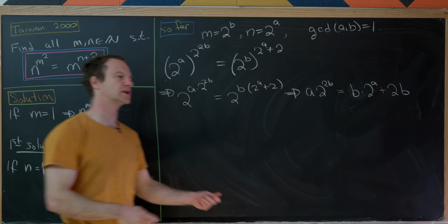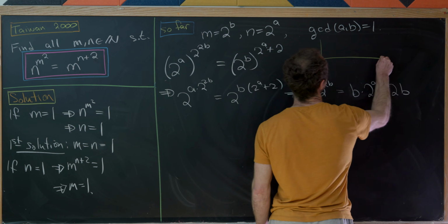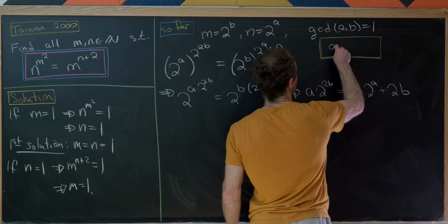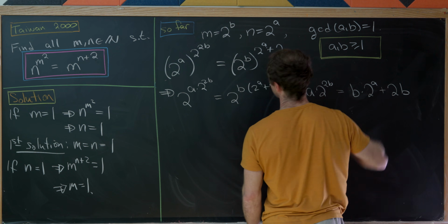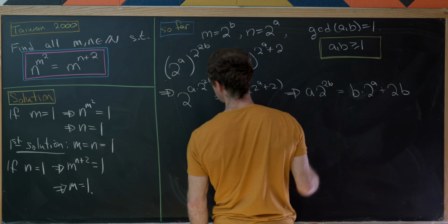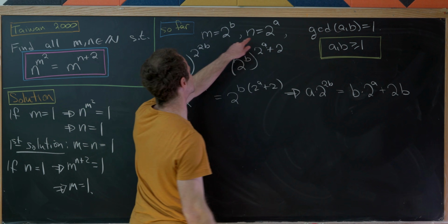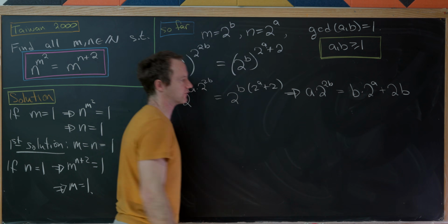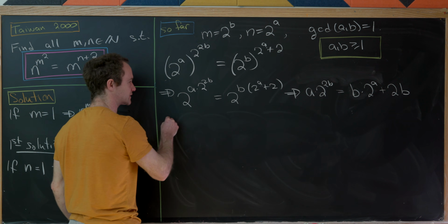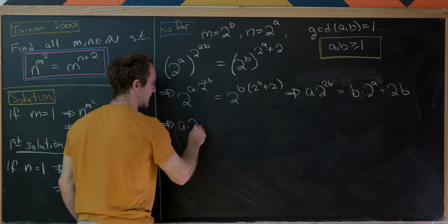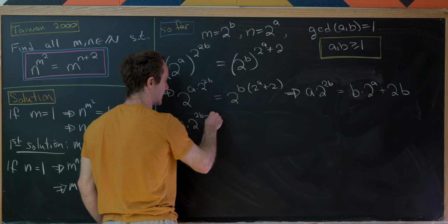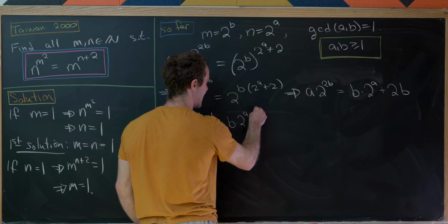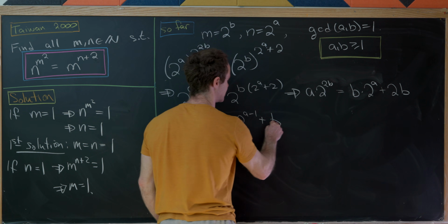Okay, well now let's explicitly point out something that we've implicitly assumed along the way, and that is that a and b are both bigger than or equal to 1. Because if any of them are equal to 0, that means m or n is equal to 2 to the 0, which is 1, and we covered that over here. But now that'll leave us with a times 2 to the 2b minus 1 equals b times 2 to the a minus 1 plus b.